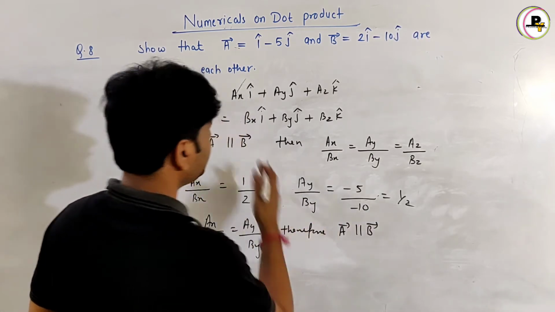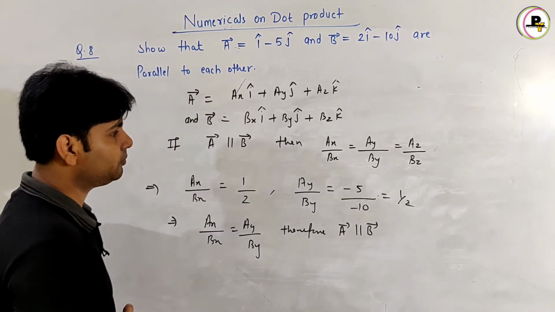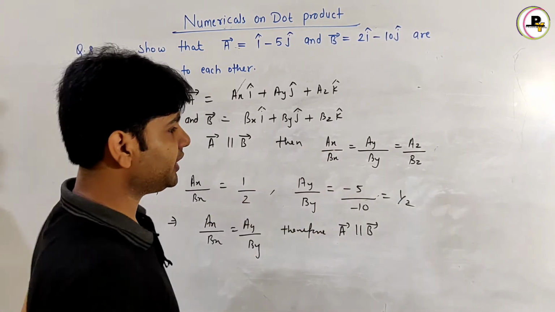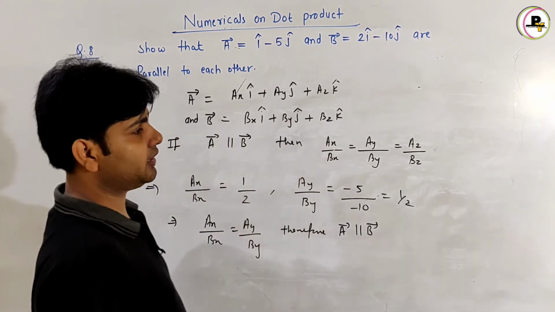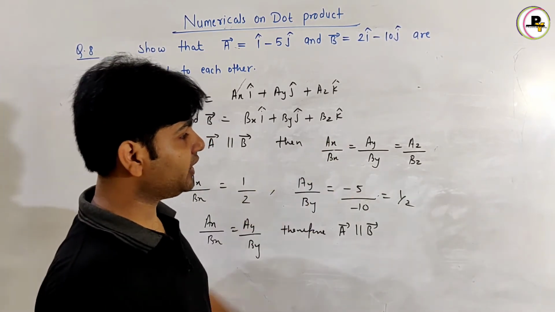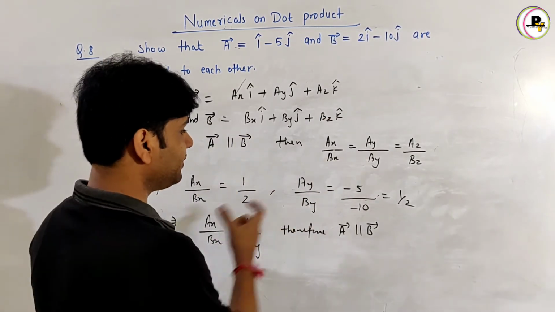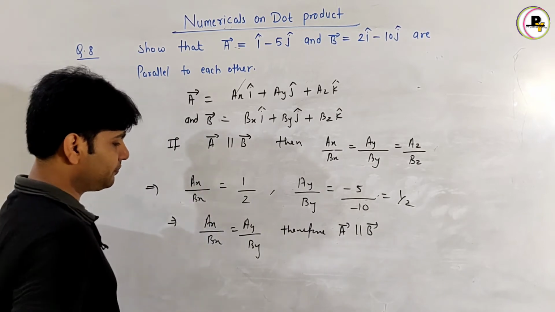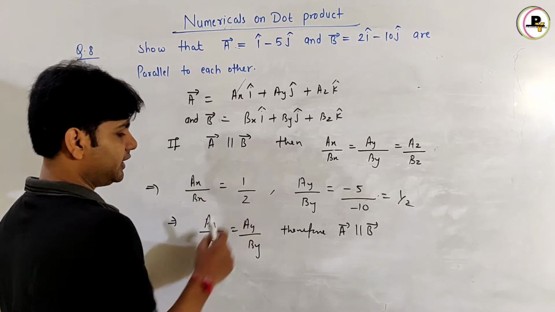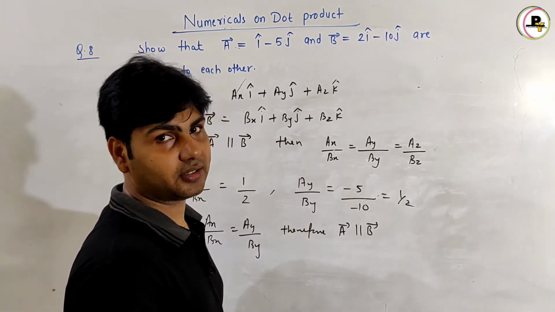to b vector. What I told is that if two vectors are given in component form, and if two vectors are parallel to each other, then ax upon bx must be equal to ay upon by and must be equal to az upon bz. Conversely, I can say that if ax upon bx is equal to ay upon by is equal to az upon bz, then the two vectors are parallel to each other. So I have taken the converse statement. I have calculated ax upon bx and ay upon by, and I have got both equal to each other. Therefore these two vectors are parallel to each other.